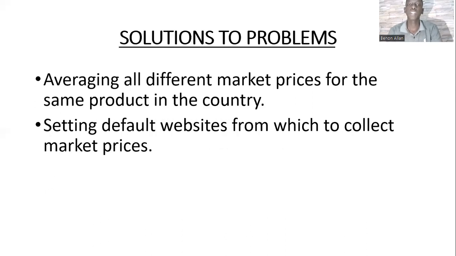So the solution to some of the problems: the model will use a system of averaging the market prices for a particular year in case there are so many market prices for the product. So we'll use averaging in order to get an average market price. Then for the issue of ghost websites that put up unrealistic prices, the model will be set to only read data from particular certified websites that we have accredited to provide the right information.